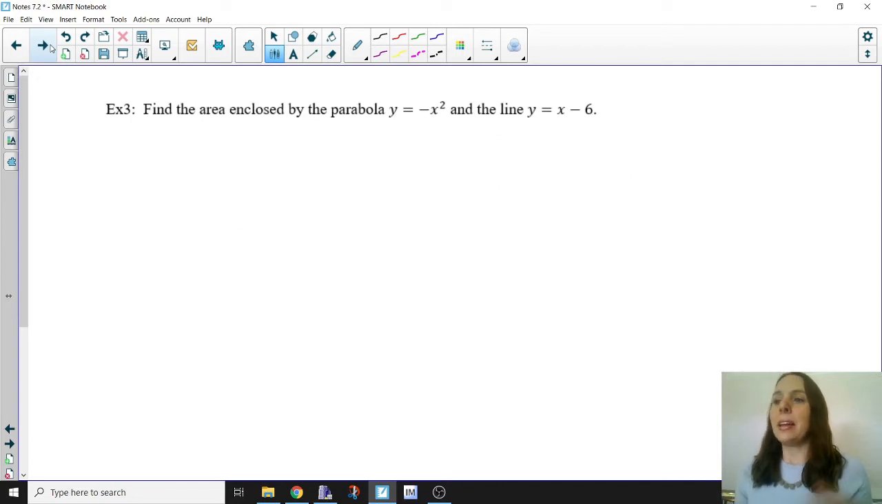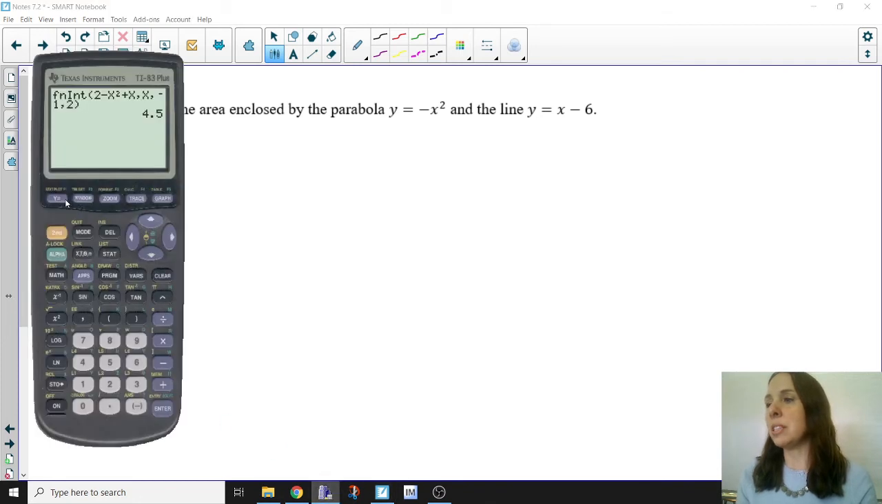But like I said, as I keep going, I'm not going to give you as much. So in example 3, not only do I not give you a picture, but because I'm not giving you the picture, I'm also not giving you the points of intersection for the region that the two functions enclose. So we're just to find the area enclosed by the parabola y equals -x squared and the line y equals x minus 6.